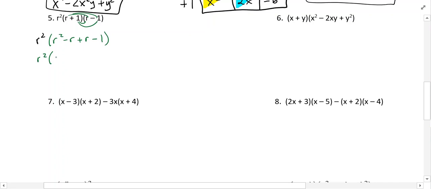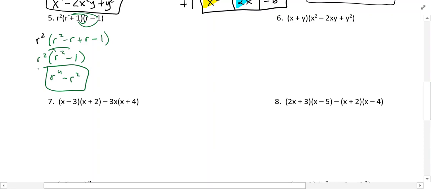So I'm just going to bring down this r squared on the outside, and I'm going to combine like terms on this inside parentheses. So r squared, negative r and positive r are going to cancel, but I still have this minus 1. So now what I have left to do is to distribute that r squared that was on the outside. So I get r to the 4th minus r squared.